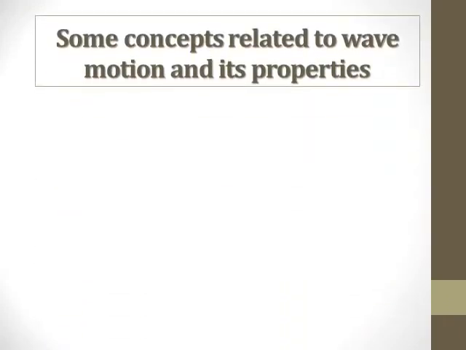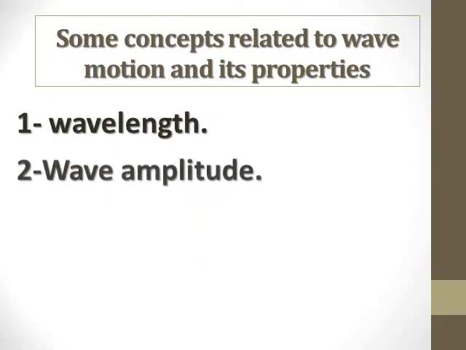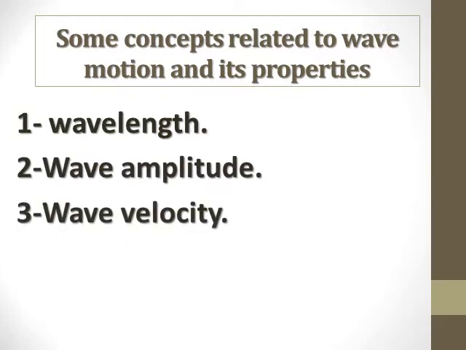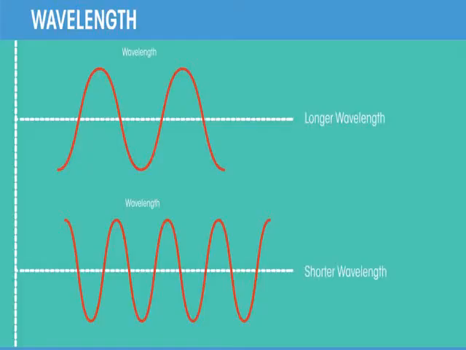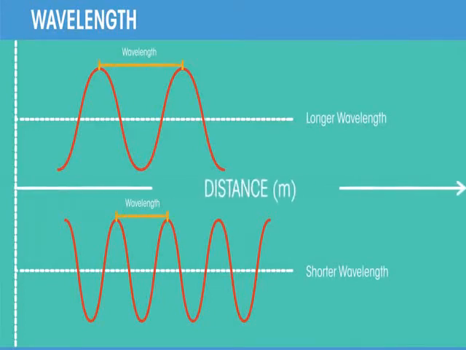Now, let's talk about some concepts related to wave motion and its properties. Number 1, wavelength. Number 2, wave amplitude. Number 3, wave velocity. And finally, number 4, wave frequency. So, let's discover each one of them in the following slides. Now let's start with number 1, wavelength.